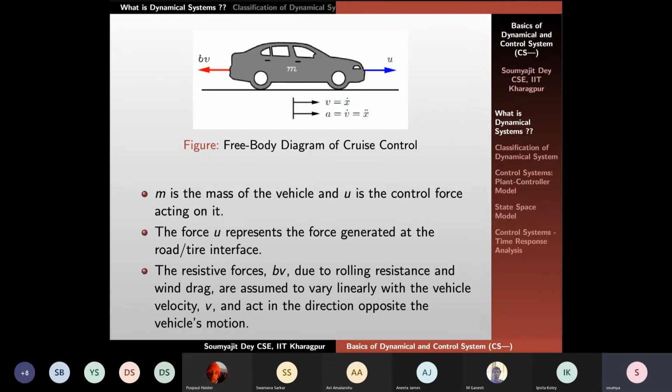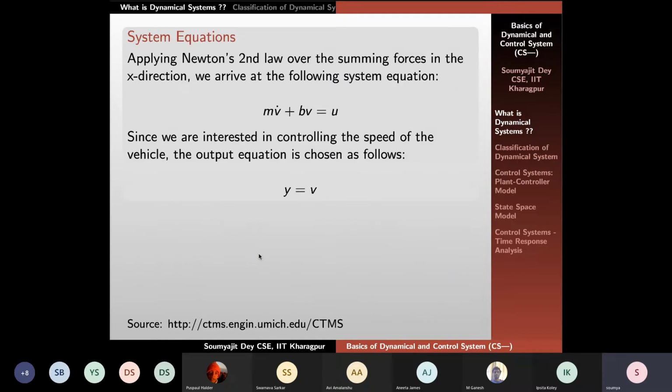So if you just follow this, this U is the net force. It's simply representing the force generated at the road tire surface. So we can easily write that this is the overall forward acceleration. Now what it will be is nothing but U minus BV, because BV is the rolling resistance. So now you put BV on this side, and that's what you have.